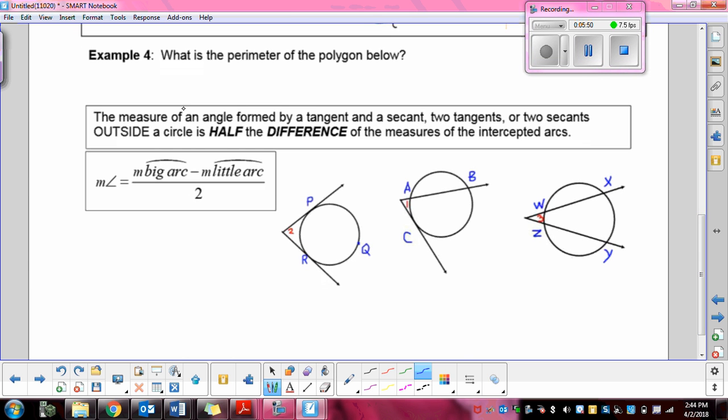It says the measure of an angle formed by a tangent and a secant, two tangents, or two secants outside a circle is half the difference of the measures of the intercepted arcs. Just remember that we're going to subtract the small one from the big one. The big one comes first because we want the number to be positive. You're not going to have a negative angle. Okay, so I'm going to go over this one. We'll do some examples.